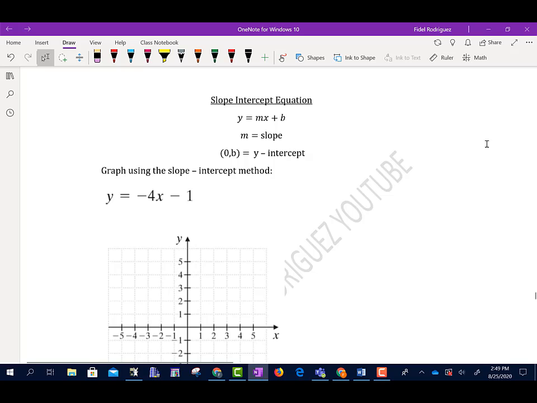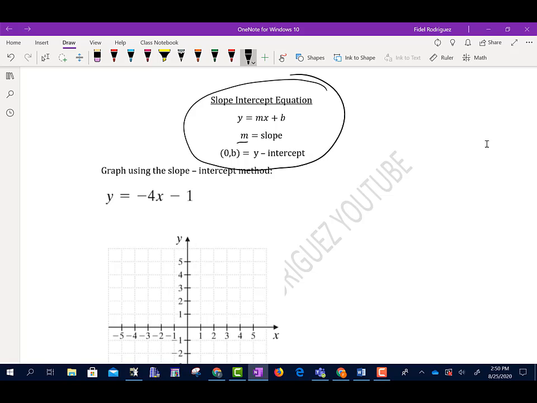So the next part, we're going to talk about how to graph equations using the slope-intercept method. Again, a lot of this here, guys, is like Math 100 material or college algebra material, so I'm hoping this is more review than anything else, okay? So let's take a look here. We've got the slope-intercept equation right here.